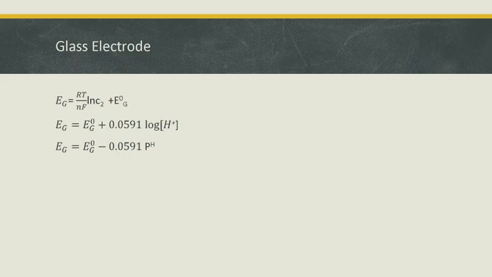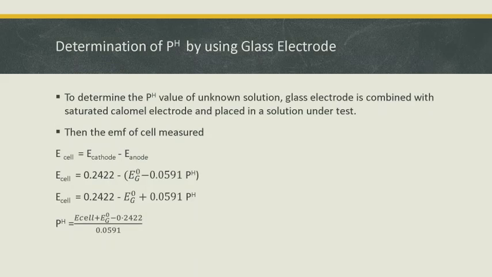So Eg is equal to E naught G, and multiplying by minus, minus 0.0591 into minus logarithm of H plus. We know very well that minus logarithm of H plus is pH. So that is the final equation for the glass electrode. What is our main intention? Determination of the pH value of an unknown solution by using this glass electrode.